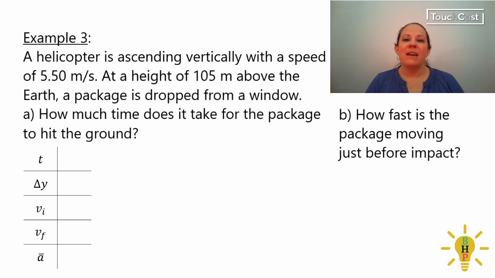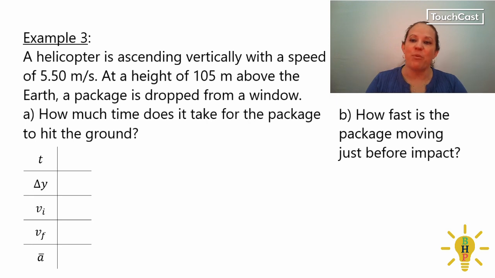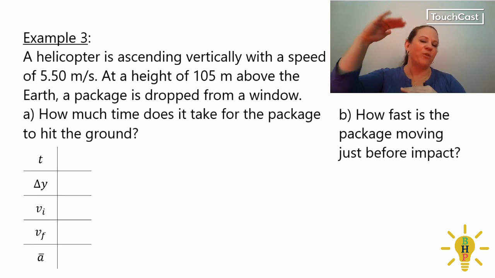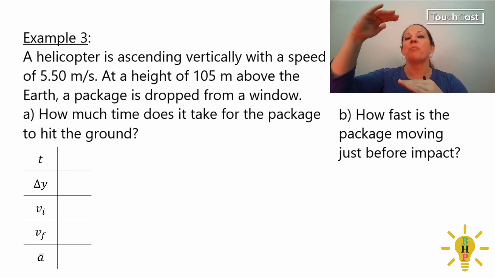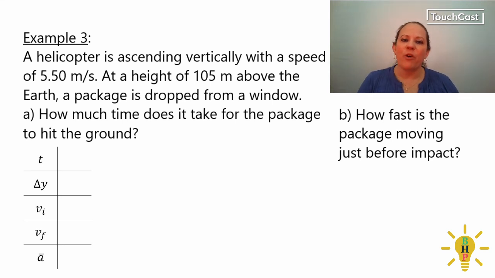And for our last problem, now we have some vertical motion. That tells us that our acceleration is going to be due to gravity, because we've got this helicopter that's ascending vertically with a speed of 5.5 meters per second, and then at a height of 105 meters, a package is dropped from a window. So the package is moving upward with the helicopter, and then it's going to fall down. So I've oriented my table vertically to indicate that it's vertical motion, and it's a given, or like implied information, I should say, that we're going to use the acceleration due to gravity of negative 9.8 meters per second squared. And actually, let's just make it 9.8.